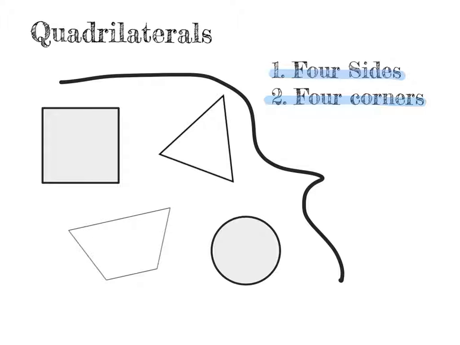First, let's count to see which of these shapes has 4 sides. I'm going to start with this shape right here. So, it has 1, 2, 3, 4 sides. So, I'm going to give it a little check. Next, I'm going to move on to this shape. This shape has 1, 2, 3 sides. So, I'm going to give it a little cross.